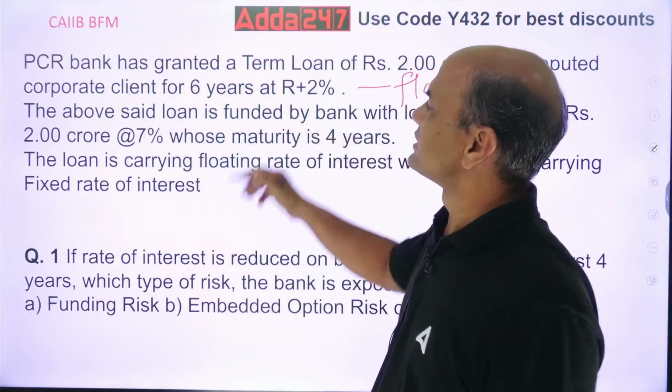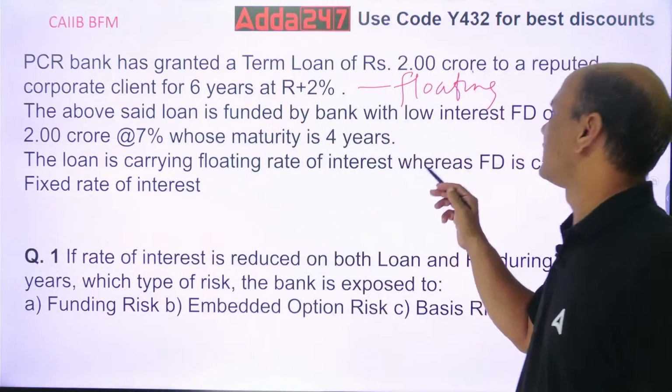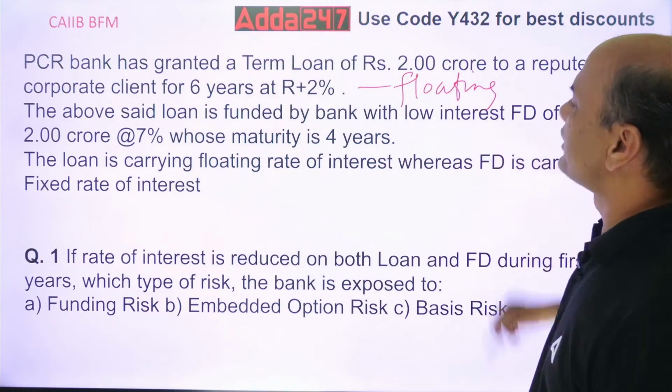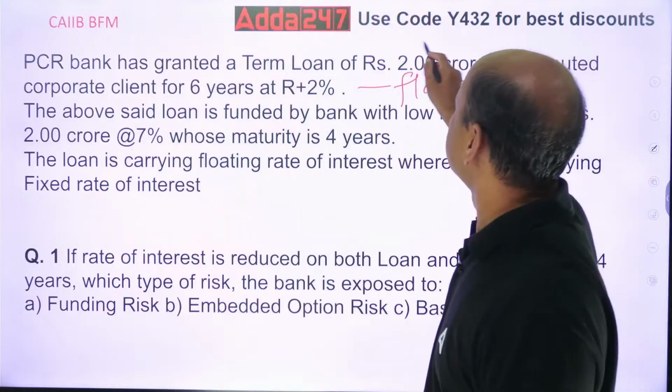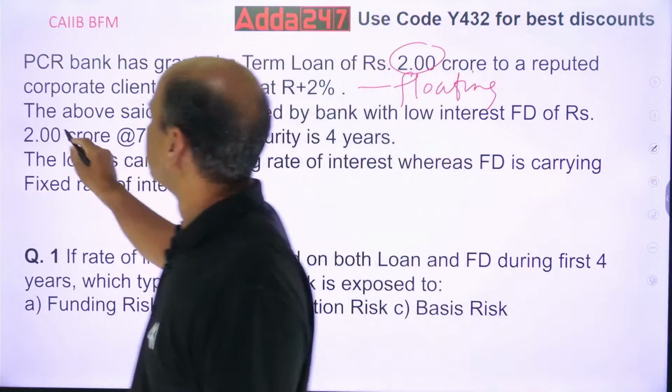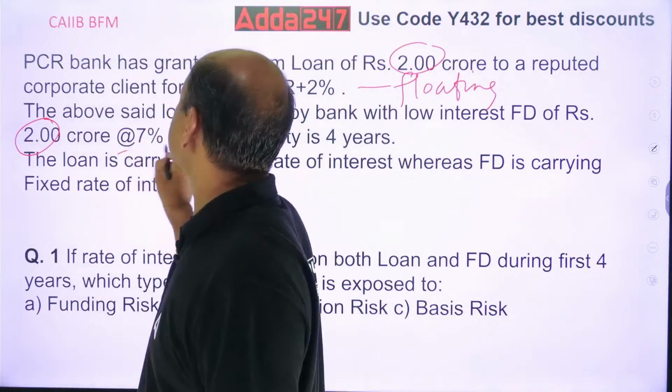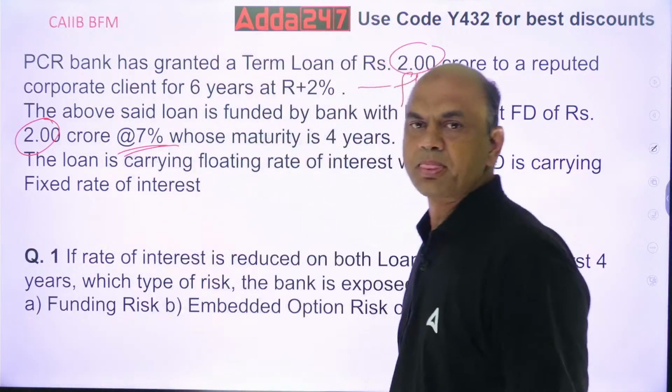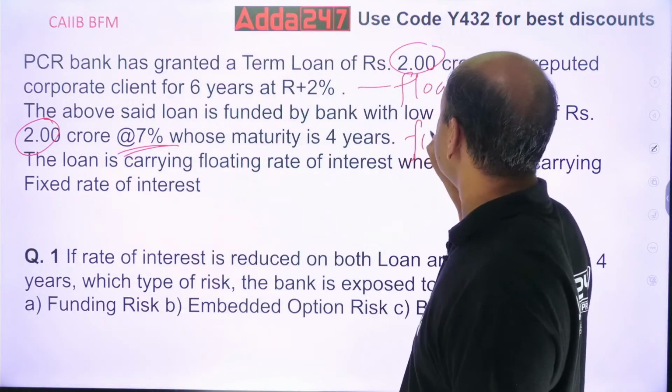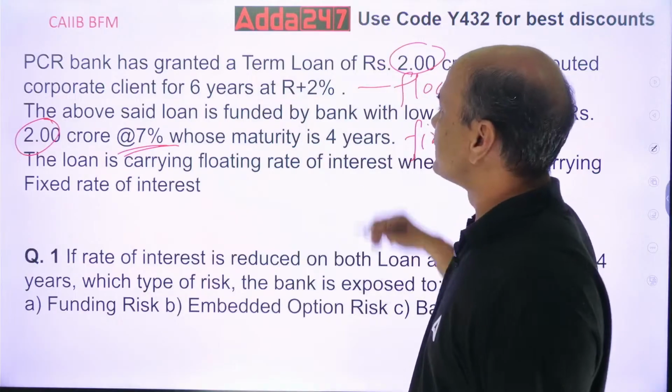Okay, and what is this? The above side loan is funded by a bank with a low interest FD of 2 crores. Amount is same. See this 2 and 2. But here the rate of interest is 7%, fixed. So this leg is fixed. Right? So this is called as what?